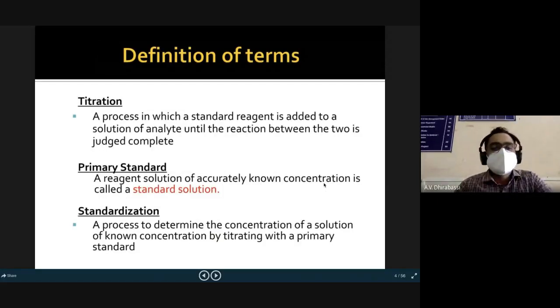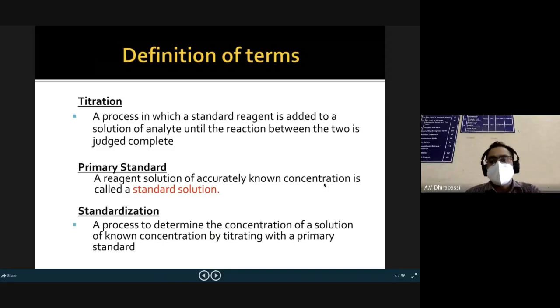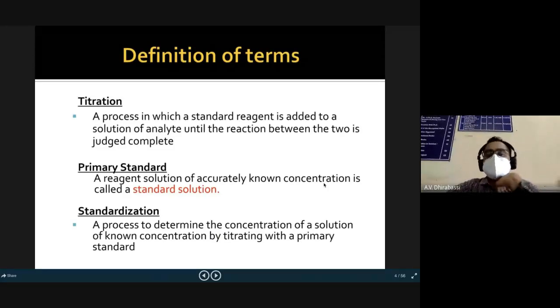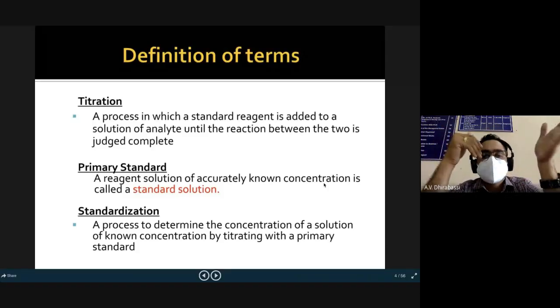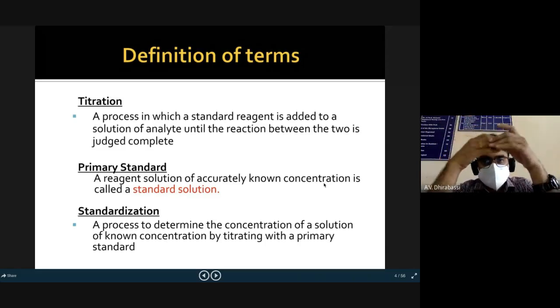So what is titration? It is a process in which a standard reagent is added to a solution of the analyte until the reaction between the two is just complete. You have done many titrations. In this process, we know the concentration of one compound and we are going to find out the other. That is titration.